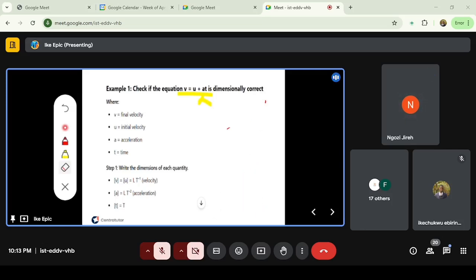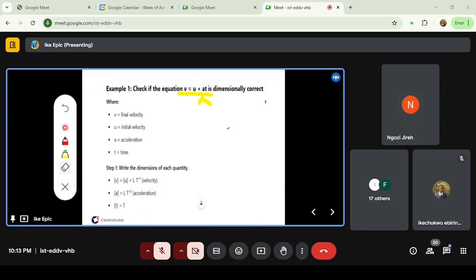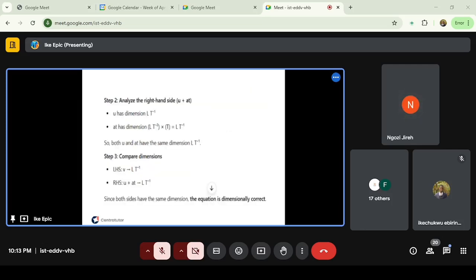And as I was explaining earlier, I said the right-hand side must be equal to the left-hand side for an expression to be dimensionally correct. So let's see how that would happen. So the second step is to analyze the right-hand side.